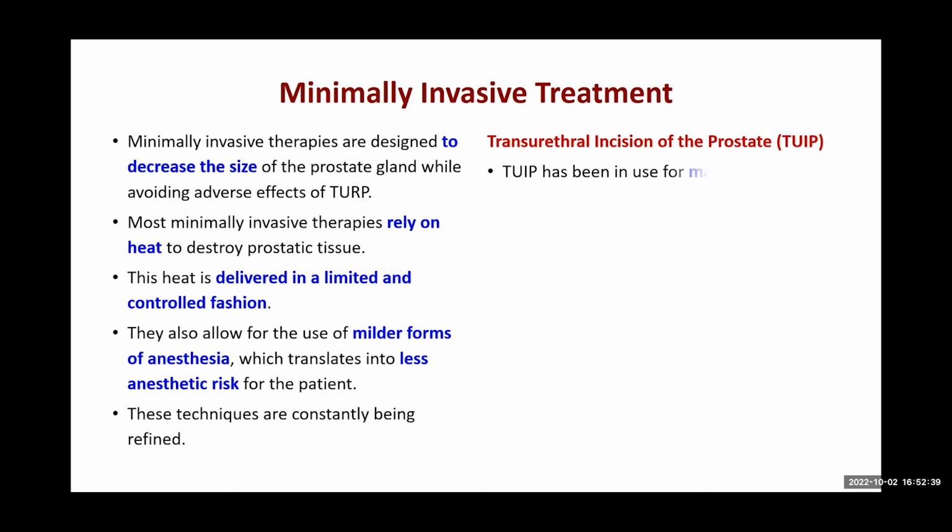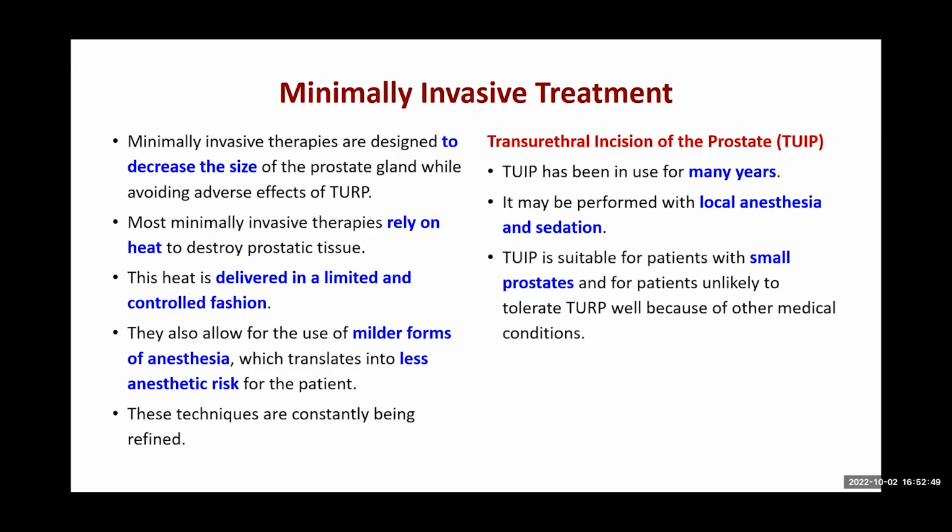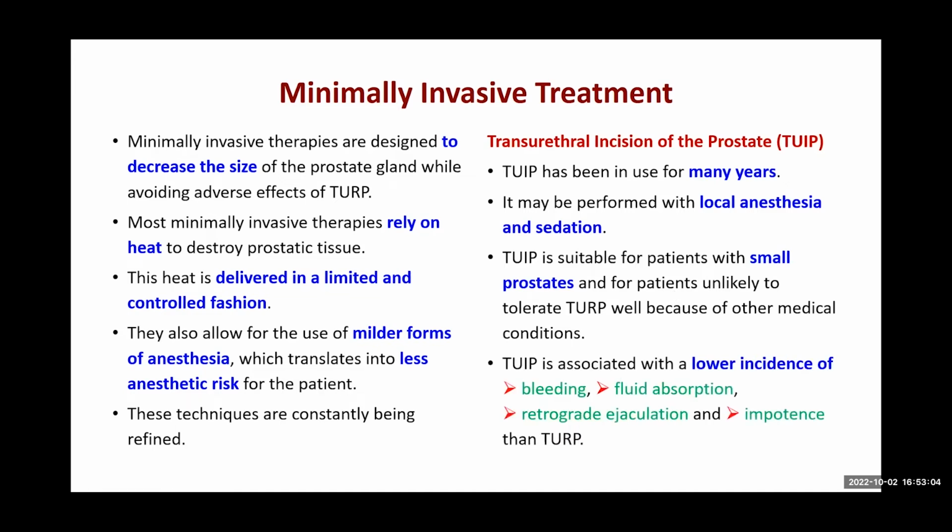Transurethral incision of the prostate, in which you just make two grooves through the urethra. It has been used for many years. It may be performed under local anesthesia or sedation. This TUIP is suitable for patients with small prostates, or for patients unlikely to tolerate TURP, okay? It has been associated with lower incidence of bleeding, fluid absorption, which is dilutional hyponatremia, retrograde ejaculation, impotence.